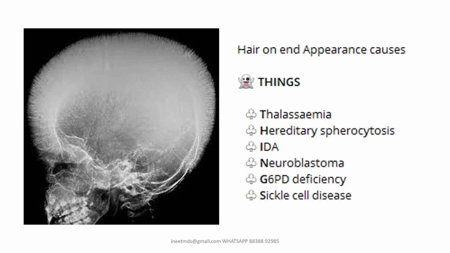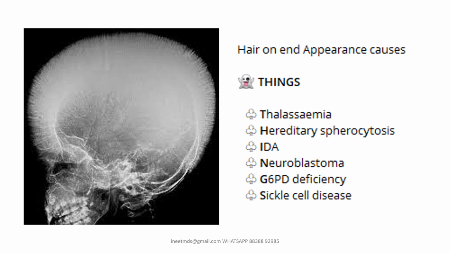Radiographically, the classical finding for thalassemia is hair on end appearance. Apart from thalassemia, you have other conditions where hair on end appearance occurs. The mnemonic for that is THINGS. THINGS stands for thalassemia, hereditary spherocytosis, iron deficiency anemia, neuroblastoma, G6PD deficiency, and sickle cell disease.